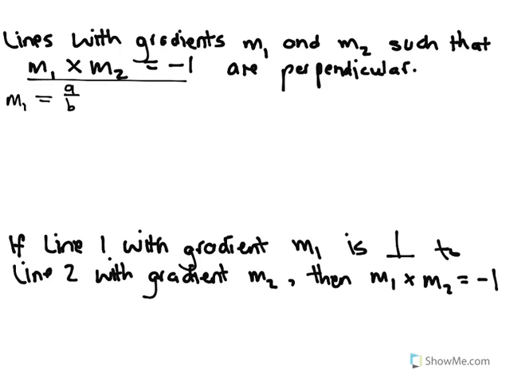Then in order for m1 times m2 to be equal to -1, m2 would have to be equal to minus b over a, right? So a over b times b over a, that is just equal to 1. So if you times it with negative b over a, that will be -1. So we can represent the gradients of the two lines this way. And what we want to show is that if these two lines have gradients that look like this, then the lines are necessarily perpendicular.